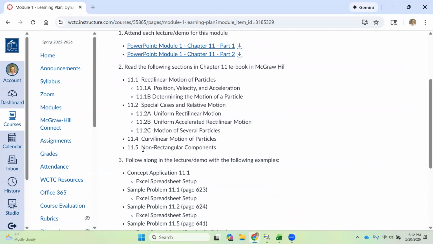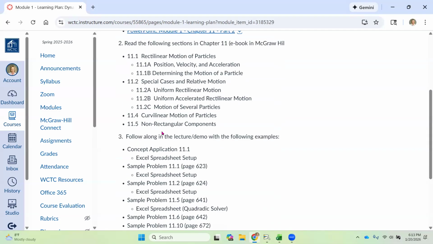And then you're going to notice here that it says, read the following sections in chapter 11 of your ebook from McGraw-Hill. When I say read, I say that loosely, but I encourage you to use that as a learning activity, okay? Am I going to quiz you on what's in the book? No, in terms of the reading, I'm not going to do that. But it does help to more deeply explain some of these concepts that I'll be reviewing and going over, and it gives you a really good explanation there. So these are the sections that we're going to be covering in chapter 11 of your textbook, okay?